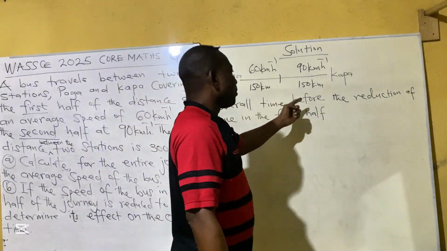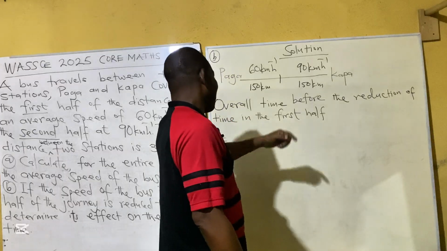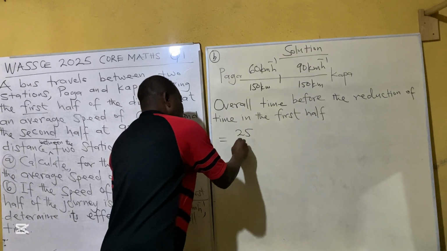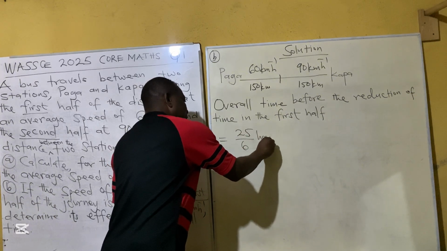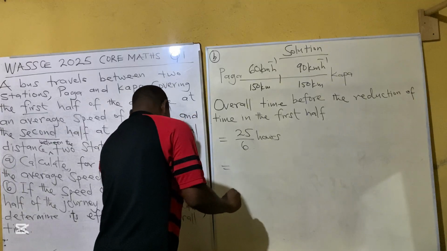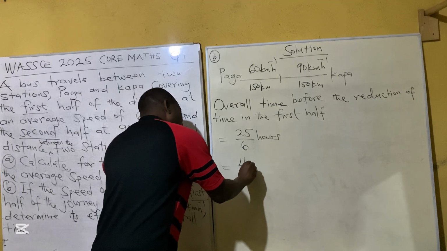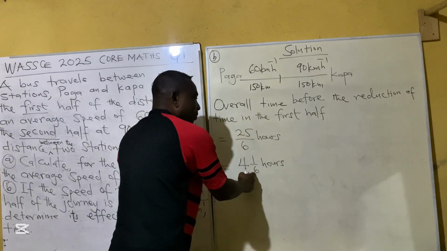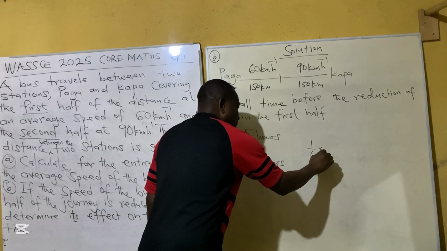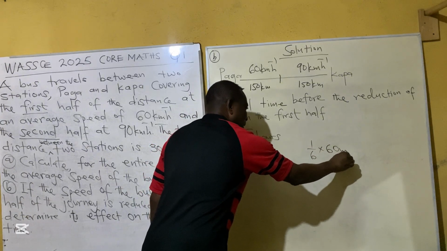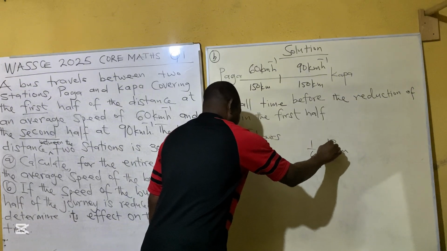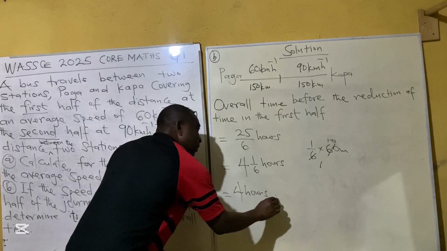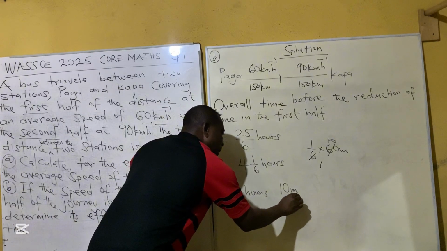Overall time before the reduction of speed in the first half, we have already calculated that to be 25 over 6 hours. So this can be written as 4 whole number 1 over 6 hours. Now, the 1 over 6 hours can be changed to minutes. So 1 over 6 times 60 minutes. 6 goes into 6, 1, 6 goes into 60, 10. So better still, we can say 4 hours, 10 minutes.